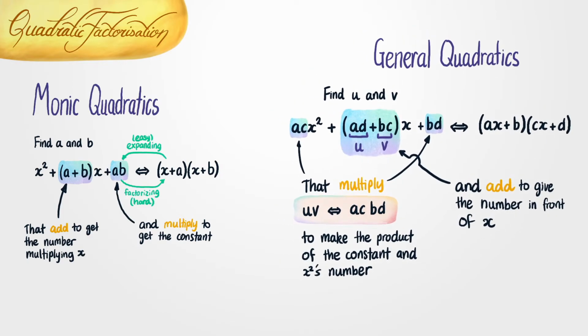Okay, so let's make this clear one more time here. You want to find two numbers u and v this time, that multiply together to give you the product of ac and bd. And then, when you add them together, you want to get the number in front of the x. Now this is definitely something you want to see an example for, so let me bring out an example and we'll work through it together.